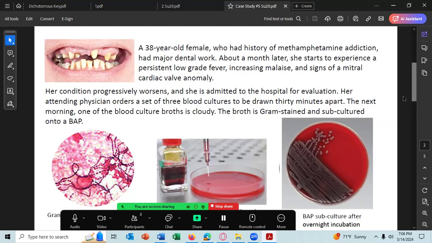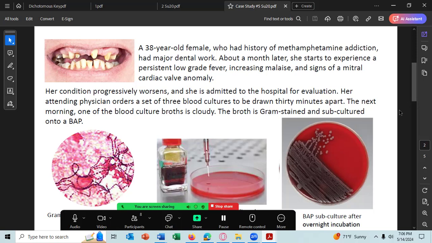We don't see that here, but we'll take the word for it. And then they look at the blood culture and you can see bacteria growing in her blood. Or at least we find bacteria in the blood. It's probably growing in the blood. The broth is Gram stained and subcultured onto blood agar plate, BAP, and there's the growth on the BAP. You can actually see the hemolysis there, although you have to blow it up probably.